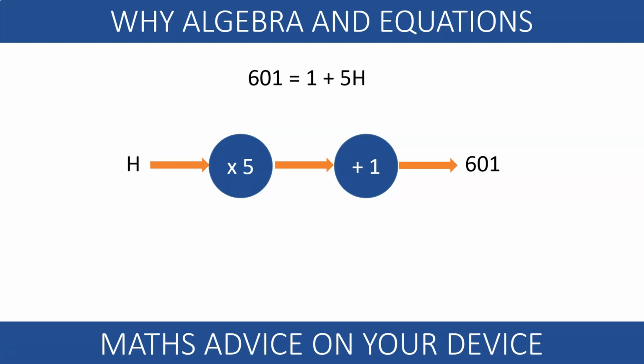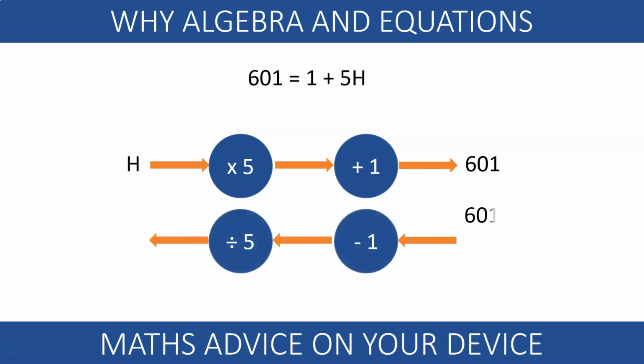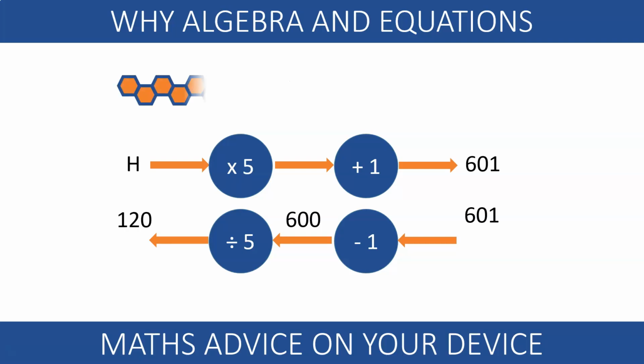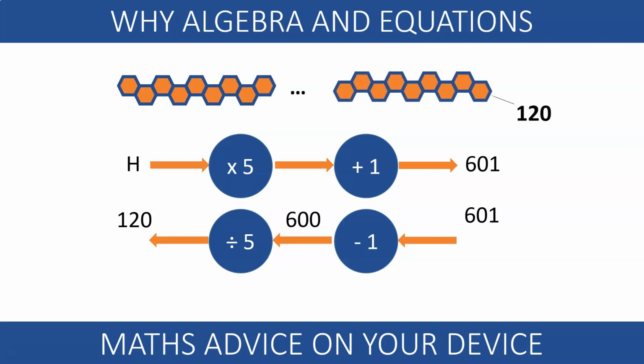We know that when we multiply h by 5 and add 1, the answer is 601. So working backwards, we need to minus 1 and divide this by 5. By solving an algebraic equation, we know that we can make 120 hexagons if we have 601 matches.